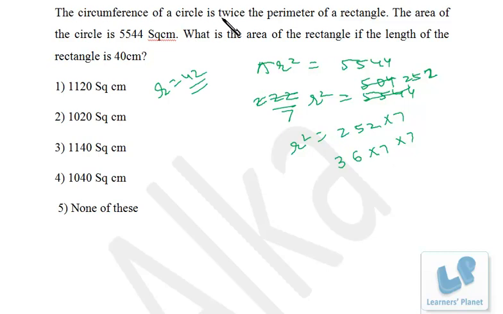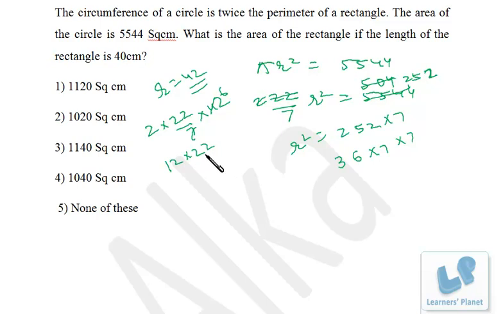Now the circumference of a circle is twice the perimeter of the rectangle. Now circumference will be what? 2 pi r. So it is 2 into 22 by 7 into 42. So that is 6 into 2, that is 12 into 22. That is the circumference of the circle.